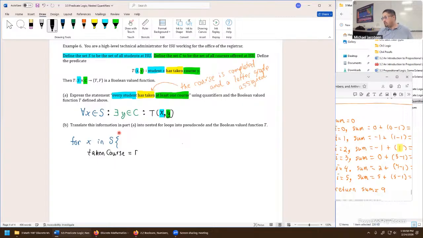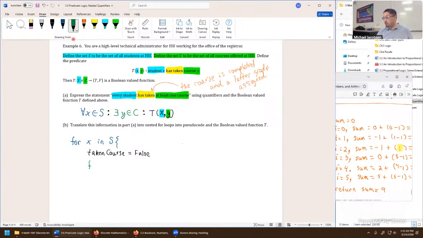I want to initialize this as a Boolean false. And if we flip this to true, we just want to stop that code, return the whole statement true, to say we found that for all X in S, there exists Y in C, such that student X has taken course Y is true. But here's where we're going to start. Taking course, initialized false. We have a student. Now we need to check every single course against that one student. So we begin another for loop.